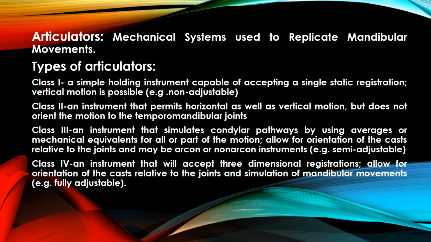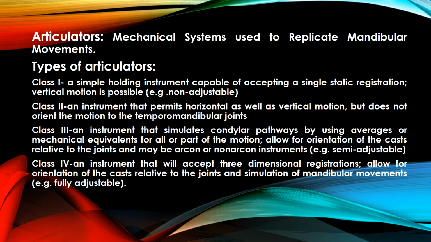Articulators. Articulators are mechanical systems used to replicate mandibular movements. Types of articulators. Class 1. A simple holding instrument capable of accepting a single static registration. Vertical motion is possible, which means non-adjustable.